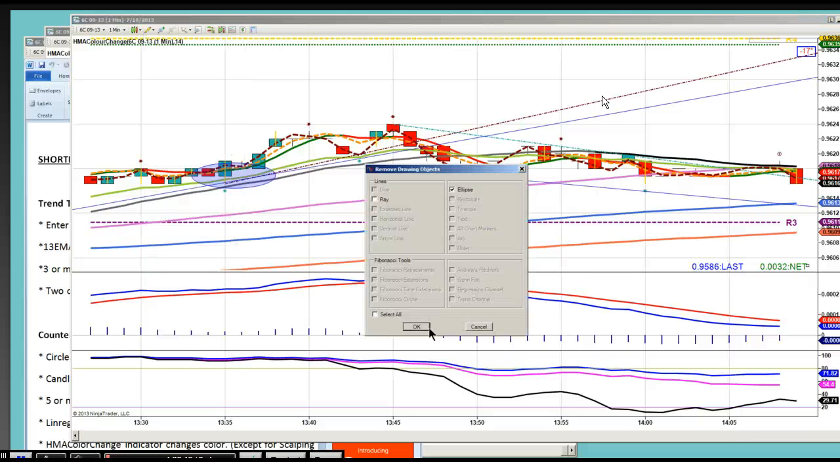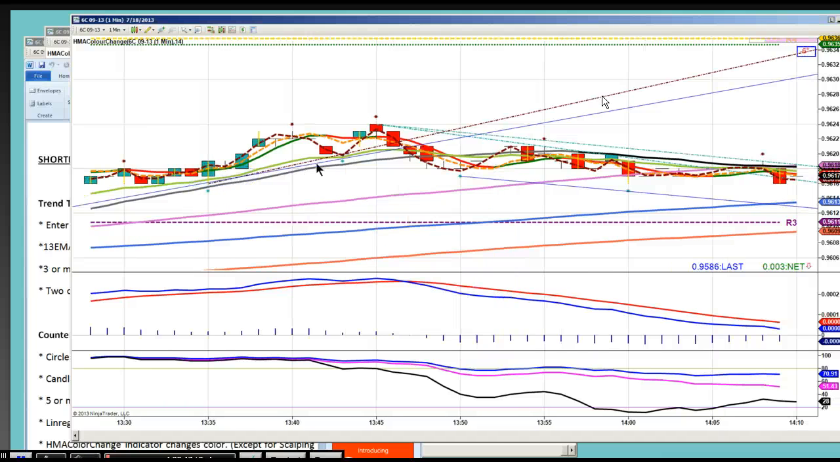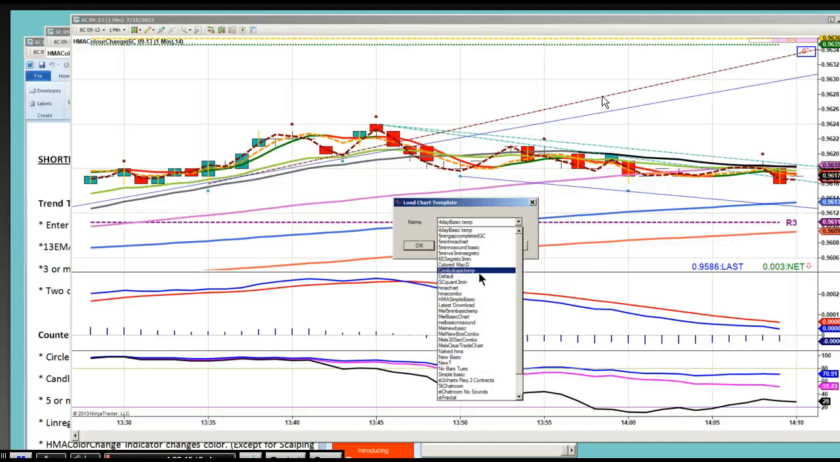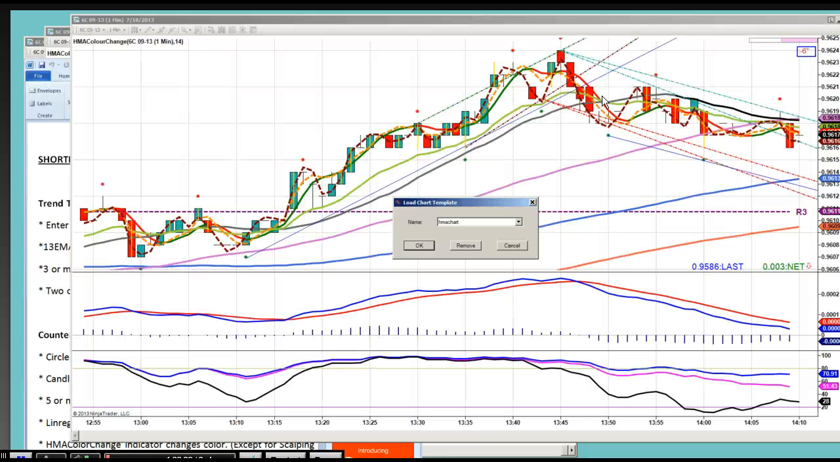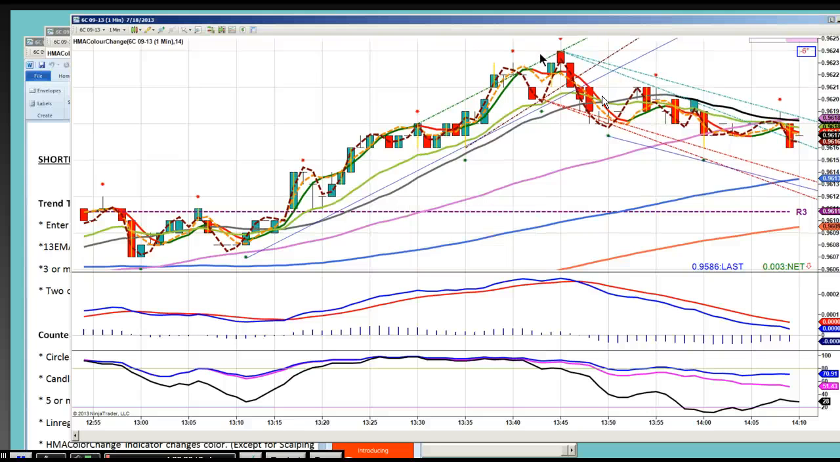So let me just summarize this for you. I'm going to take this back to the original template so you can see it more clearly. There you go. Okay, so remember, we're not interested in the red fractal for anything else other than when the price hits it, do I have a counter trend strategy? Right now, what are we looking for in a trend trade strategy?